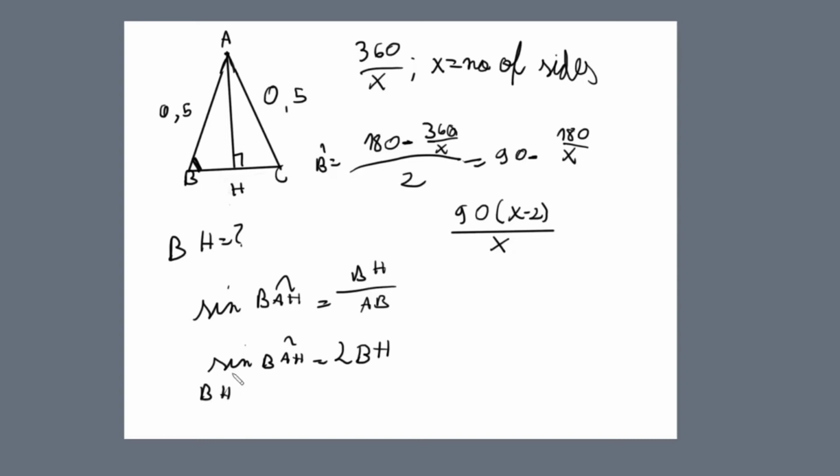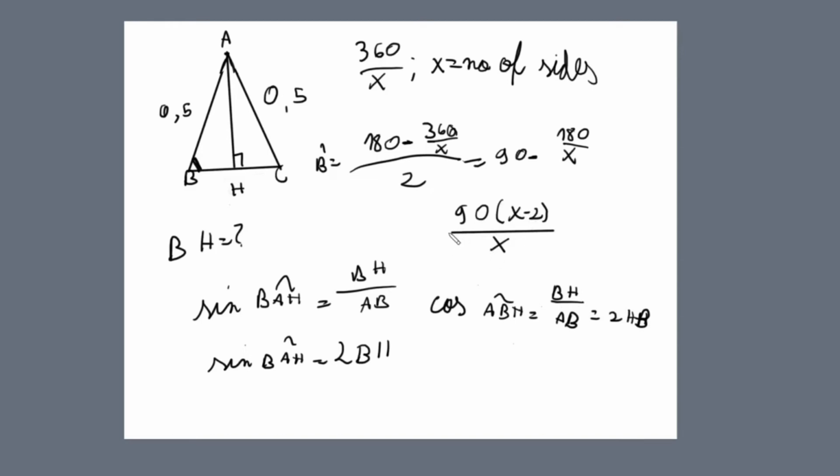I did this with the sine because it's easier, but I'm also going to do it with the cosine. It's also equal to the cos of ABH, which is equal to BH over AB. Good. So that's also equal to 2BH. And we've already proven that this angle is 90 over x minus 2 all over x.